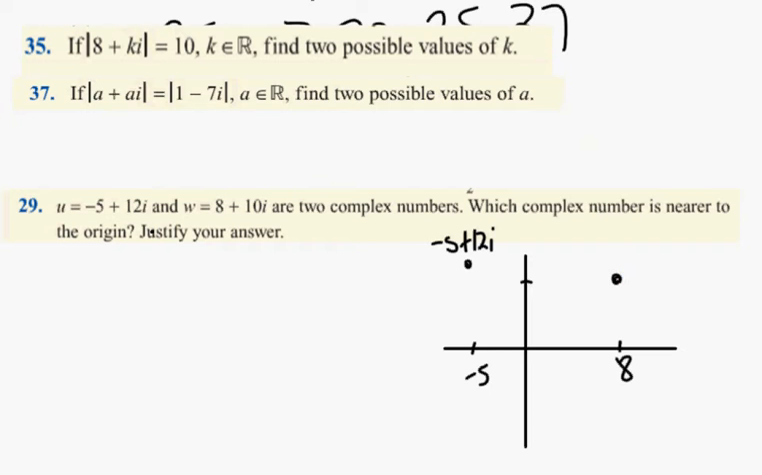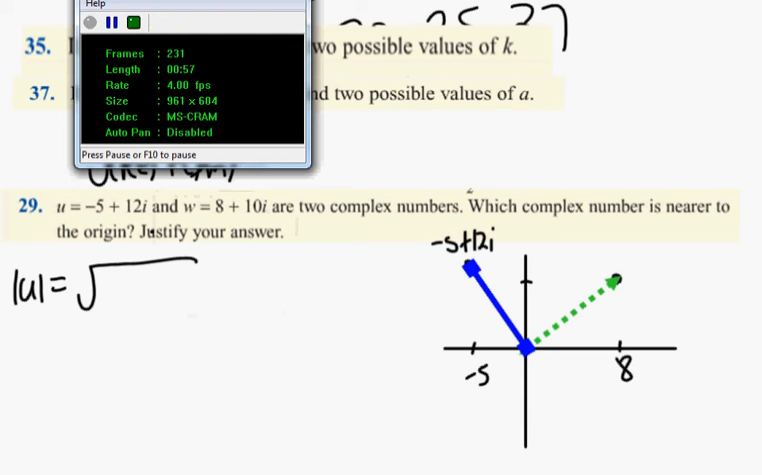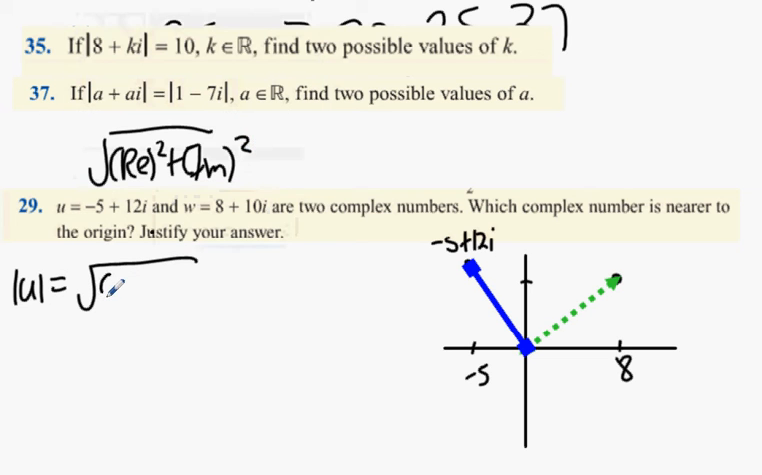Now what I'm basically asked is, can you prove that the green line is longer than the blue line? How do you figure out which one's longer? Okay, the distance back to your origin. The way we do that is using the modulus formula. The modulus formula is the square root of the real part squared plus the imaginary part squared.